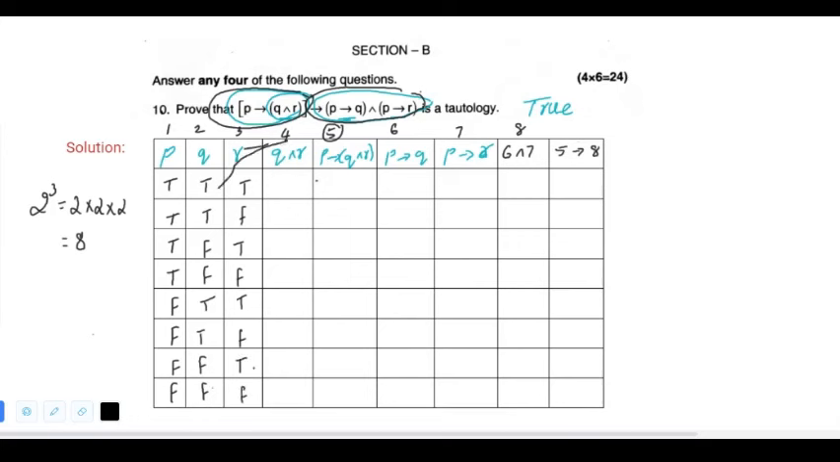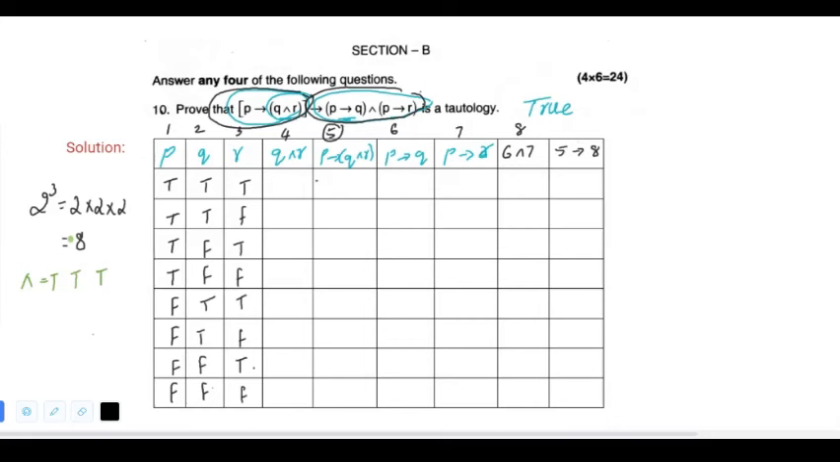Now, moving on with the first one, we have P and R. What is meant by AND? AND is a connective where, if P is T and R is T, the answer will be T. If not, the other answers will be false.